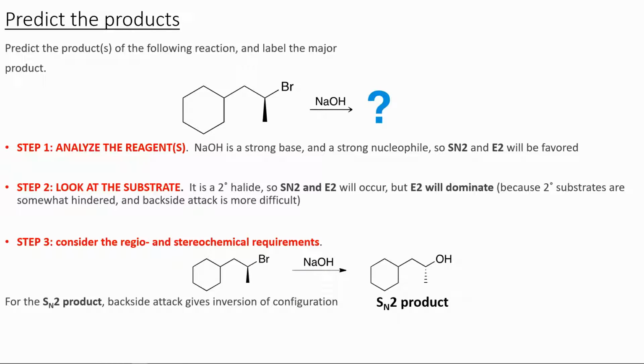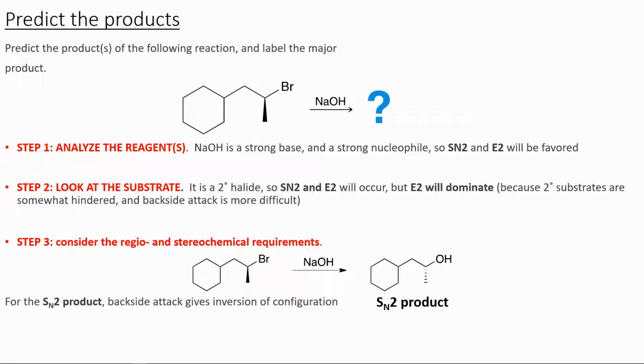Let's take a look at the following reaction. Here we have a secondary alkyl bromide being treated with sodium hydroxide. Which products do you think we'll be able to obtain from this reaction? Well, in the first step, let's look at the reagents. We have sodium hydroxide, which is both a strong base and a strong nucleophile. This means that SN2 and E2 reactions will be favored with this reagent. Next, we can look at the substrate, which is a secondary halide, and it also does not have the ability to rearrange to a more stable carbocation.